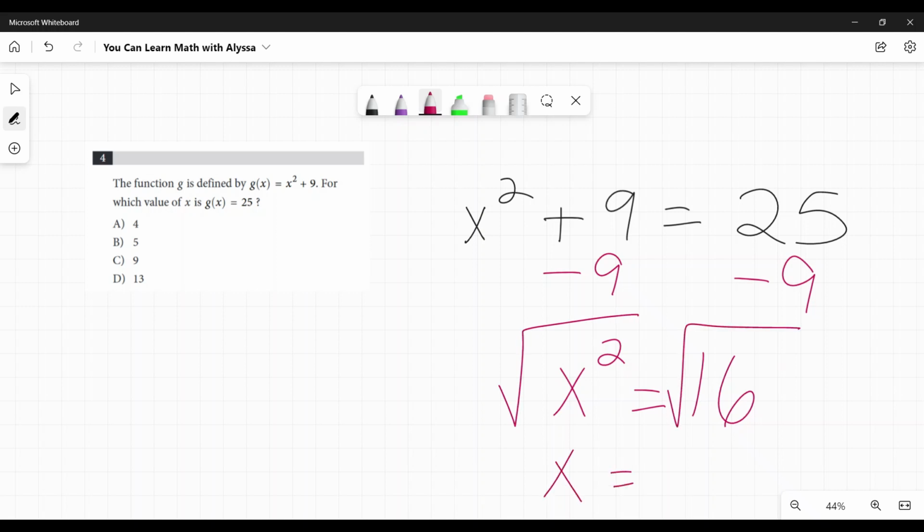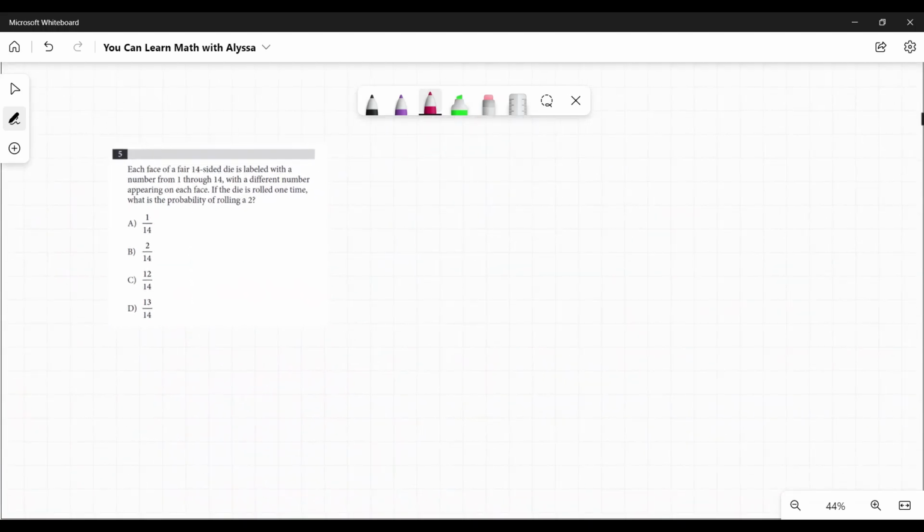That leaves x on the left. The square root of 16 is 4, so x is equal to 4. A is our answer. You can double check that by plugging it in. And yes, 4 squared is 16, plus 9 is 25. Woohoo, we've solved it.